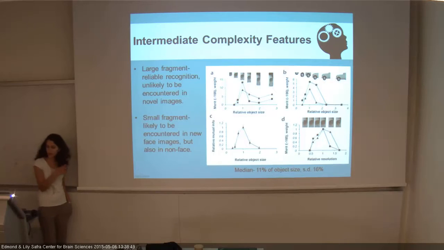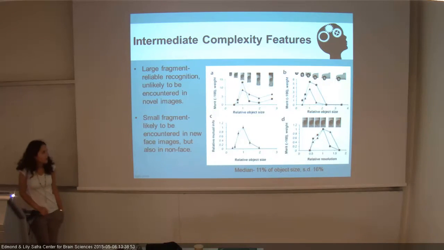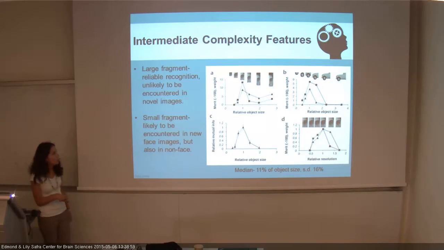So they took all the fragments they had and tried to see if they have something in common. They saw that the highest weight and the highest merit is received when the fragments are of intermediate size. Intermediate, I'm talking about 11% of the entire object size. And it happens both for faces and for cars. And this is the average of the main sample. Also, they saw that it's for intermediate resolution. So high resolution and really low resolution don't give us as much information as the intermediate one.